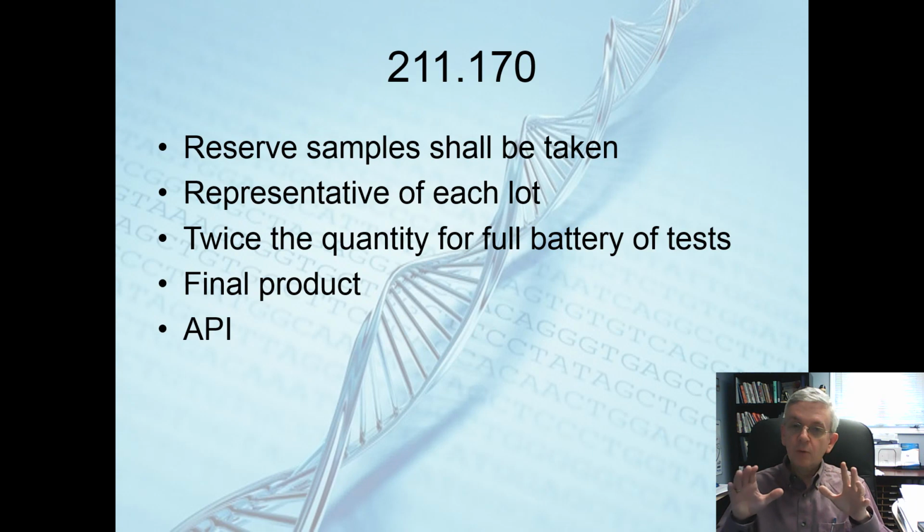211.170. The reserve sample shall be taken. It shall be representative of the batch. You can't take a reserve sample and then do extra steps beyond that, because that's not representative of the batch. You have to pull at least twice the quantity for a full battery of tests. It has to be the final product, and you have to take reserve samples of the API. You may even ask yourself, do I need reserve samples of other things, such as functional excipients, anything that is necessary for me to go back and understand potential impact to the batch that I'm making.